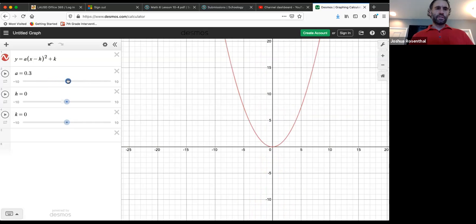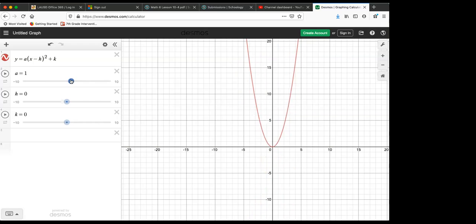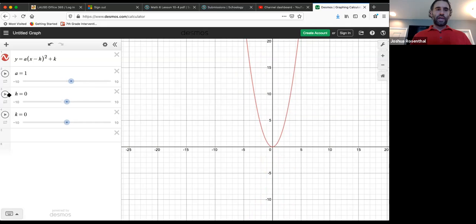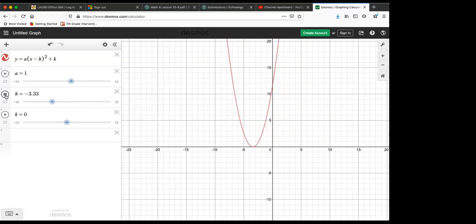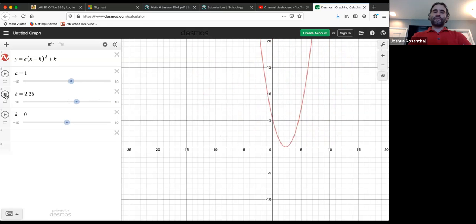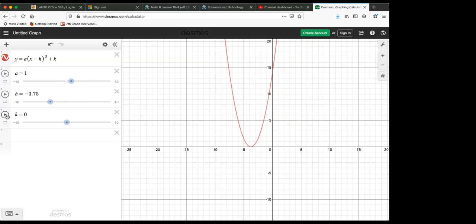You can do this on your own. Okay, let's move H. Look at that. We didn't get that kind of movement in the other form, did we? No. Isn't this more simple then? Vertex form allows you to move it left and right. And what do you think K is going to do? Up and down.